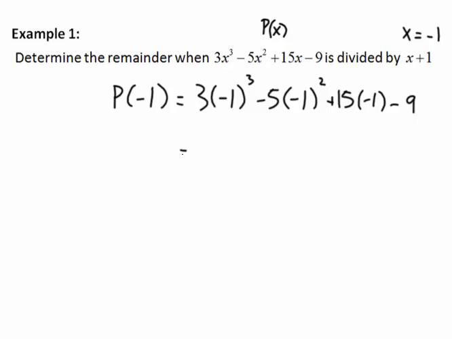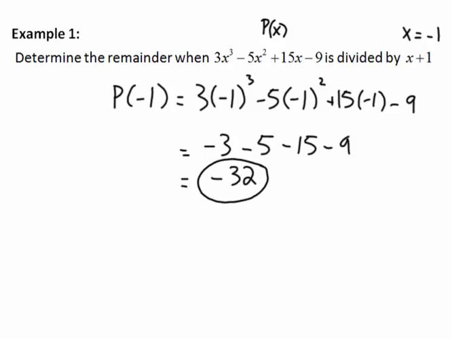So negative 1 cubed is negative 1 times 3. This becomes negative 3. Negative 1 squared is 1 times negative 5. We get a negative 5. A minus 15 and a minus 9. And when we combine all our values together, we get negative 32. And the remainder theorem is a quick way to find the value of the remainder.